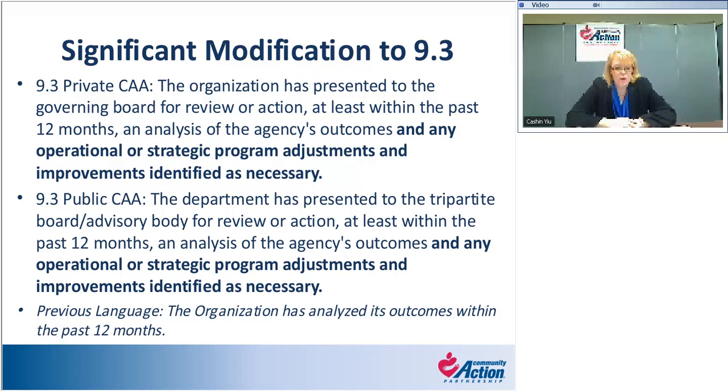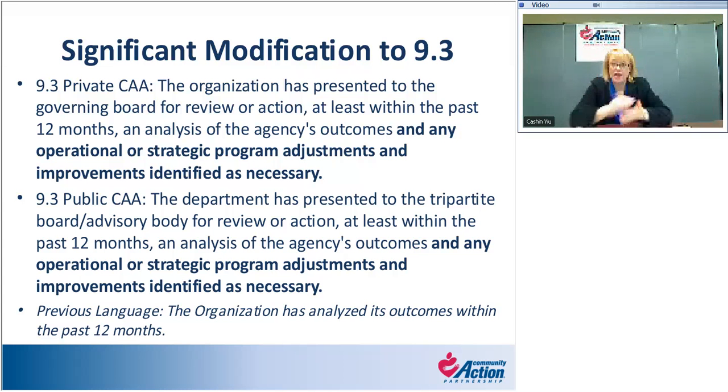So this component really talks about reviewing what's gone on over the course of the past year, and making any operational or strategic program adjustments or improvements that have been identified as necessary. Now, if your organization, your board says, we're fine, there are no changes that need to be made, you're good to go. The idea is that that conversation takes place, that analysis takes place.